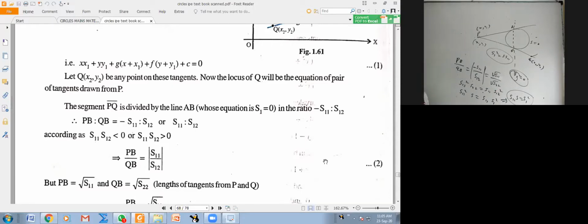Sir, can you explain again how A divides the two B points? B divides PQ in what ratio? For that you have to take this line. This line equation is L equal to 0, minus L11 by L22. That L is S1. In that you have to put X1, Y1 and X2, Y2. That's how this came. This length alone is root S11, and this length alone is root S22, because it is the length of tangent from P to the circle and from Q to the circle.